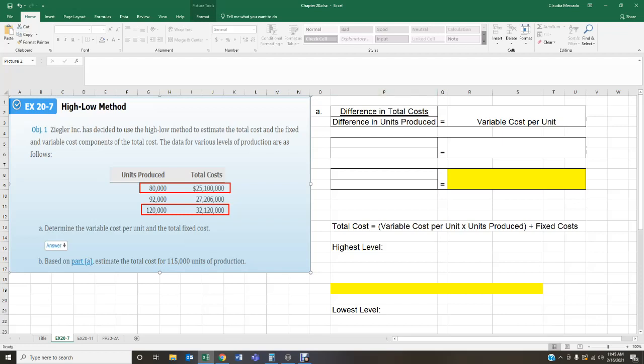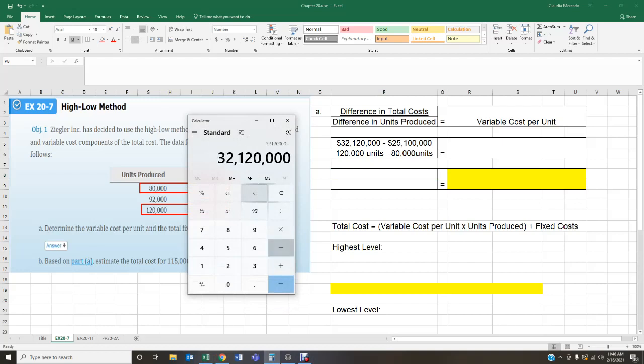Now I'm going to get my difference in total cost. Well, my difference in total cost is the 32,120,000, minus my low, which is 25,100,000, and I'm going to divide that by my difference in units produced, and that's 120,000 units, minus 80,000 units. So I got my high cost, my low cost, my high units, and my low units. And then we can run our calculation. So let's see what that gives us.